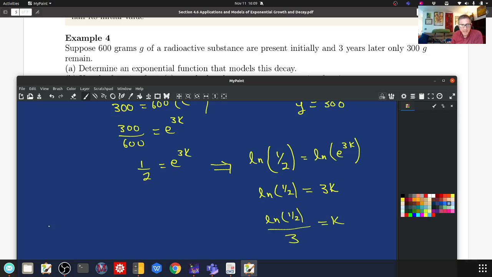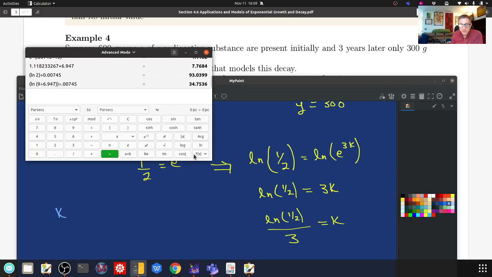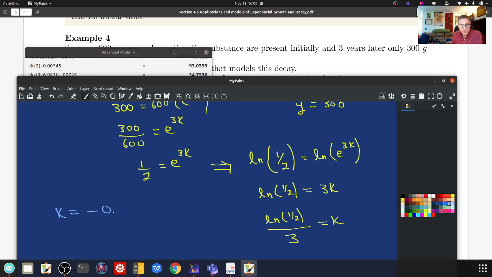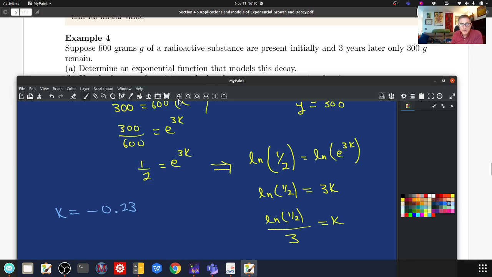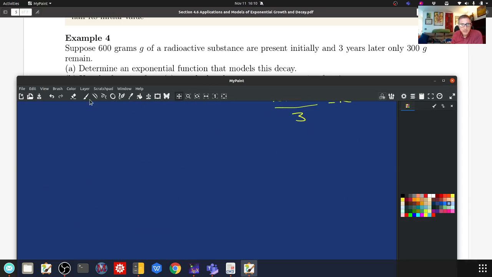So let's find out what that k value turns out to be. Grab the calculator. We're going to do the natural log, and I'm going to put 0.5 for 1/2, divided by 3, and k is equal to, notice it's negative now. That shouldn't surprise you, because the natural log of a number less than 1 is going to be negative. So k is equal to minus 0.23. So we found the original equation, which we need to write now.